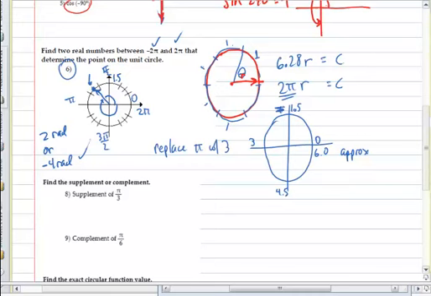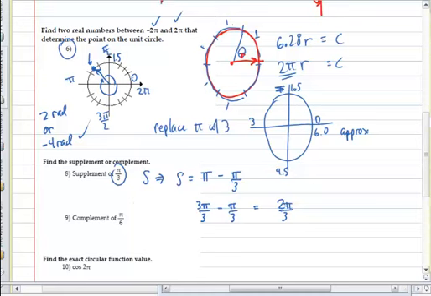The next question says to find the complement or supplement of pi over 3. So for the supplement, the supplement formula is, the supplement will equal 180 degrees, or pi radians, minus pi over 3. We find our common denominator. That's 3 pi over 3 minus pi over 3. That gives us our supplement of 2 pi over 3.